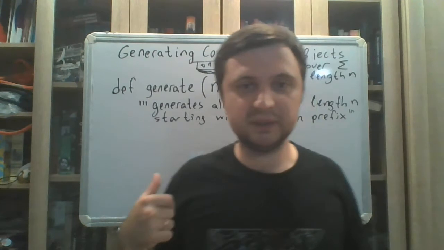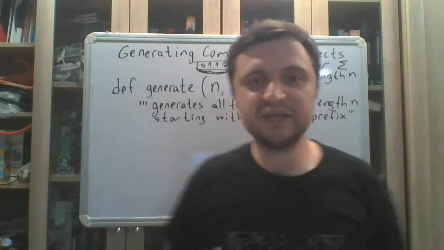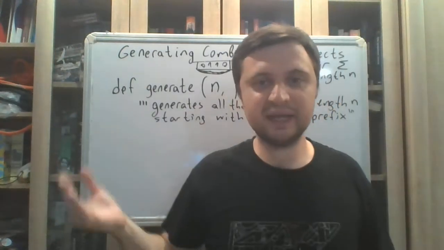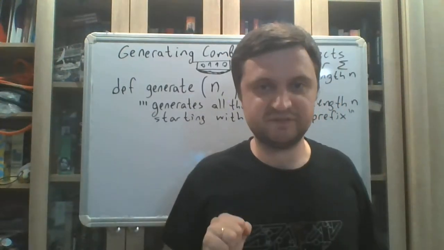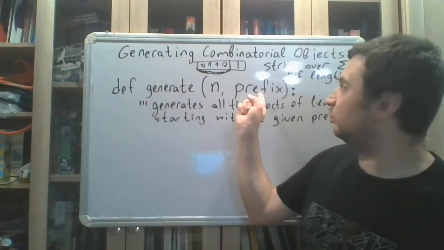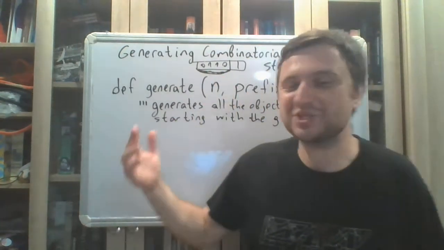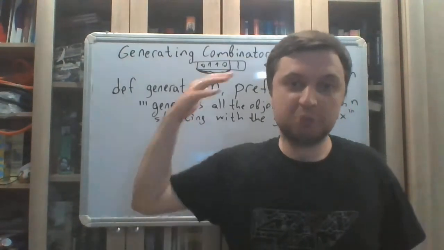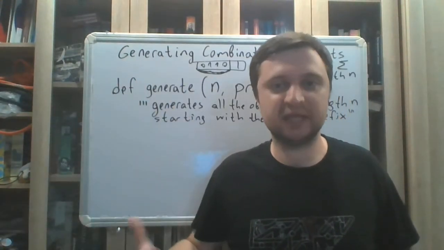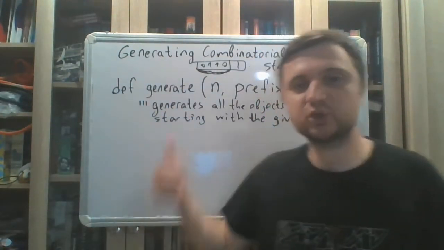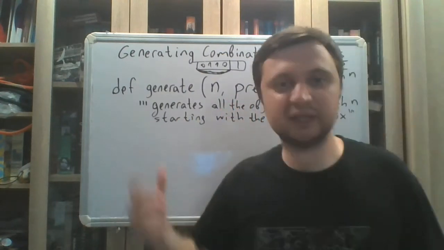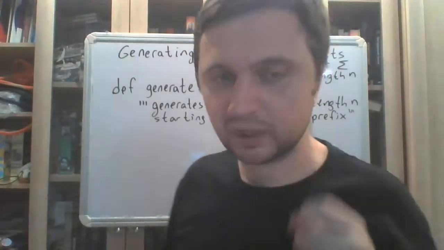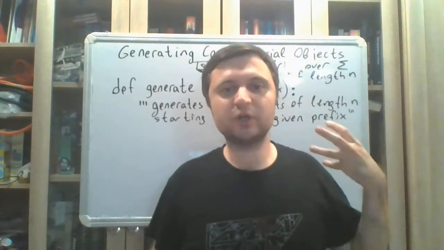The overall task is definitely to generate all the objects of length n starting with an empty prefix. If we give our function the empty prefix, it just means generate all the objects of size n. So this is the usual way to run our function. But we can also run our function in a smarter way with a specific prefix. Okay, this will be a recursive function.